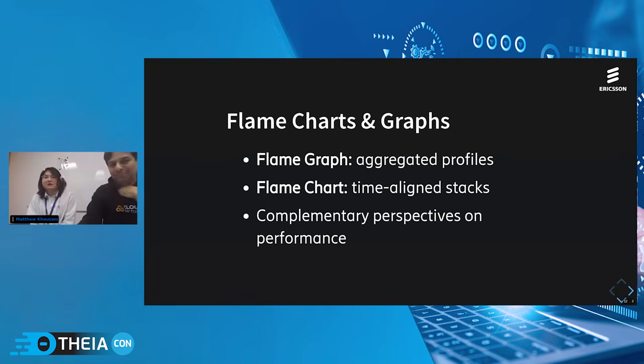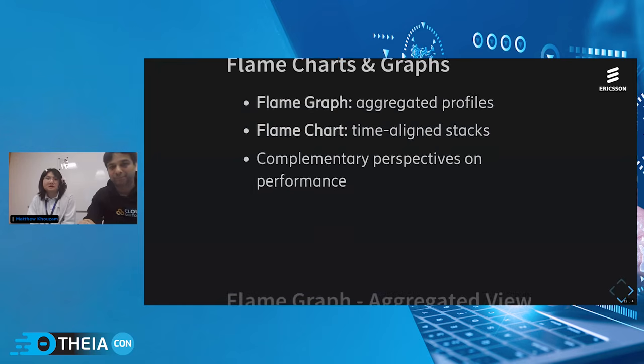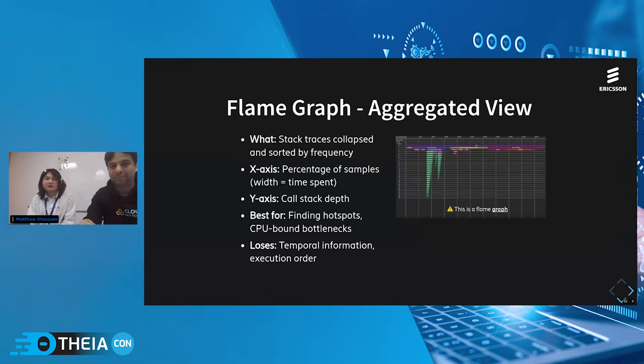And we cannot talk about flame graphs without talking about flame charts. So what is a flame graph? A flame graph is used for aggregated profiling. The flame chart is used for time-aligned stacks. And using both together complementarily would give you perspectives on your application performance. So for the flame graph, the stack traces are collapsed and sorted by frequency. You can see an illustration screenshot there to the right. And it kind of looks like shark fins when you view it in the flame graph.